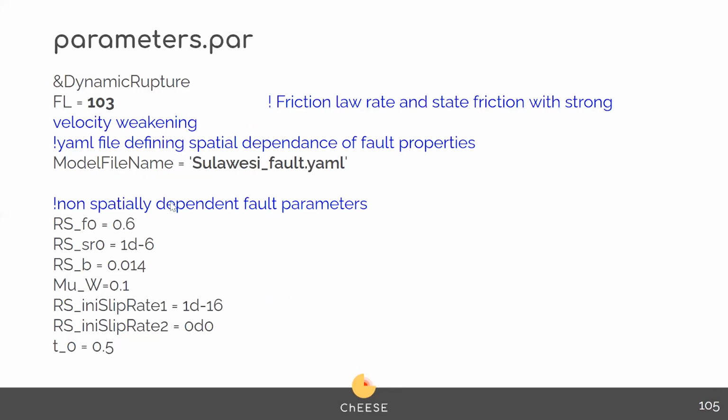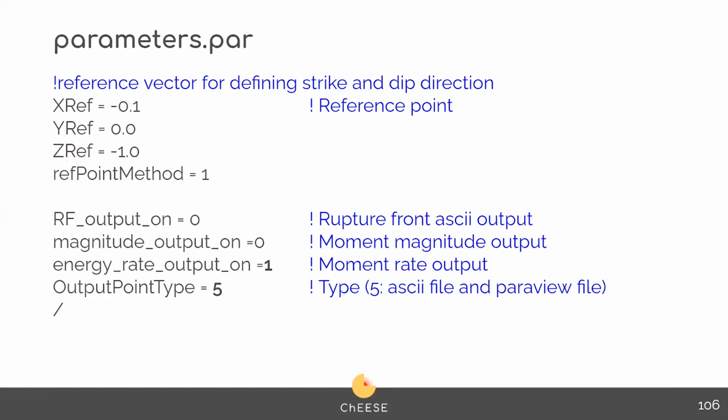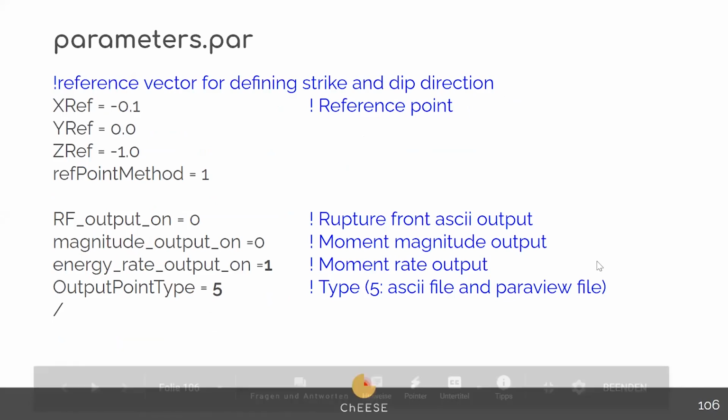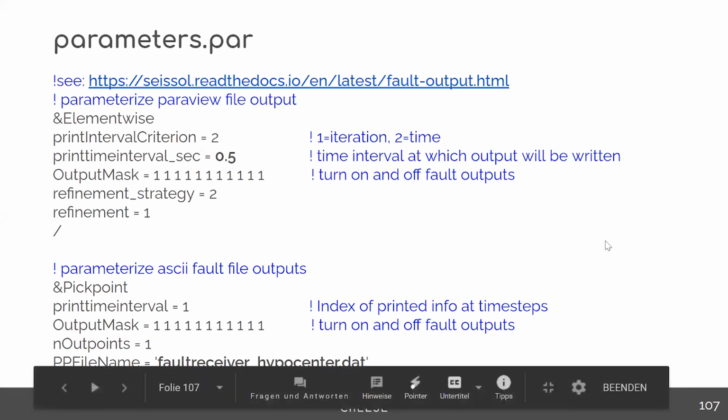Then our model file name is Sulawesi fault YAML. Here we define some rate and state parameters where we will not go into detail right now. Then we have the moment rate output turned on, so afterwards we can look at the moment rate of the earthquake, and the output type is an ASCII file. We can see here that our output time interval will be 0.4, and we will place some fault receivers on the fault.